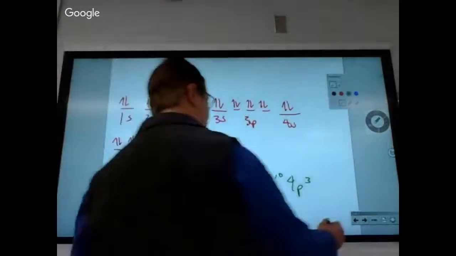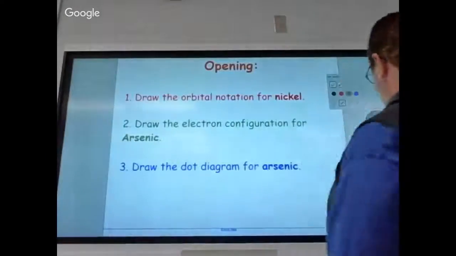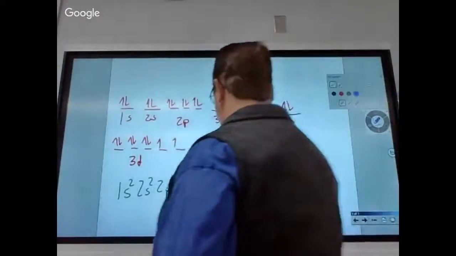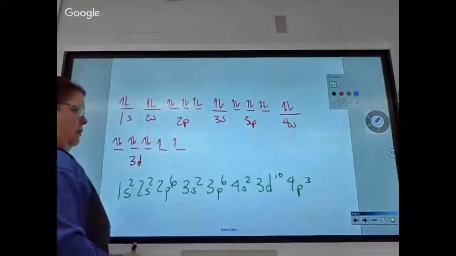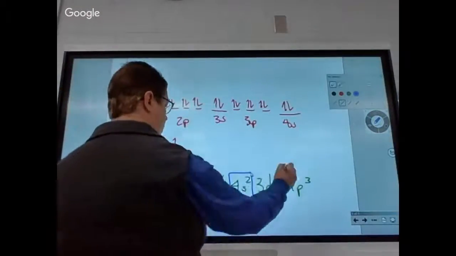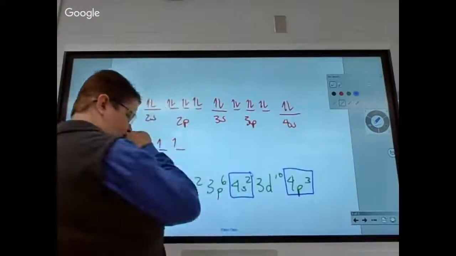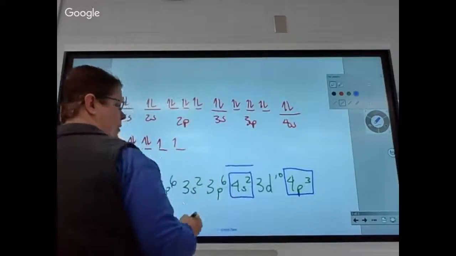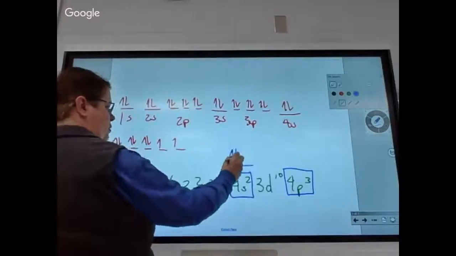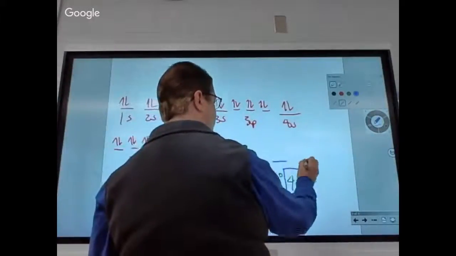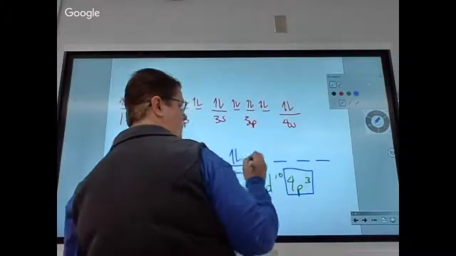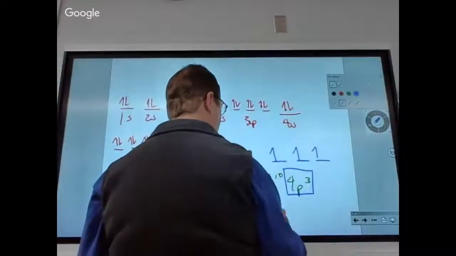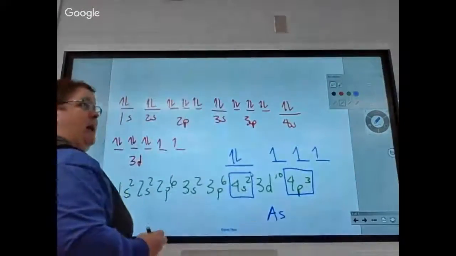All right, and the dot diagram, I asked for probably one of those. Arsenic. So, for the dot diagram, what is my highest energy level in arsenic? 4. So, I have a 4 here, and I have a 4 here. When I draw my outer shell on the 4, my one line has how many electrons? 2. On my 4p, I have 3 lines. How do my arrows look? Single, single, and single. So when I draw my dot diagram, my dots have to mimic my arrows.